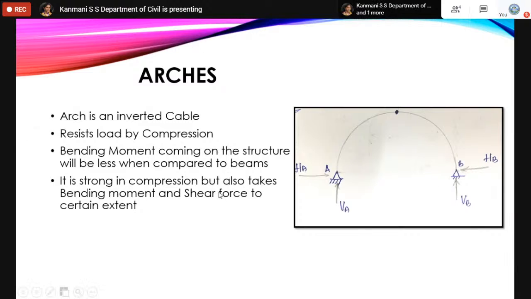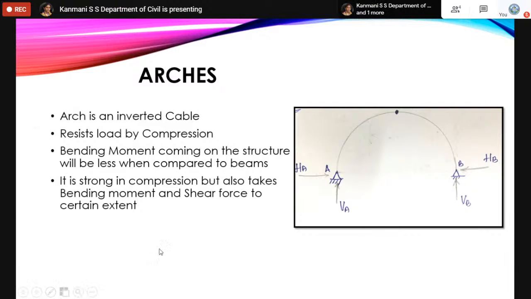Now the bending moment coming on the structure will be less when compared to beams. I will tell you this in the later slides. For the same type of load, say some 500 kilonewton load on an arch, the bending moment developed will be usually much less than what is developed due to the same 500 kilonewton load on a beam of the same span. I'll explain the concept in the later slides.